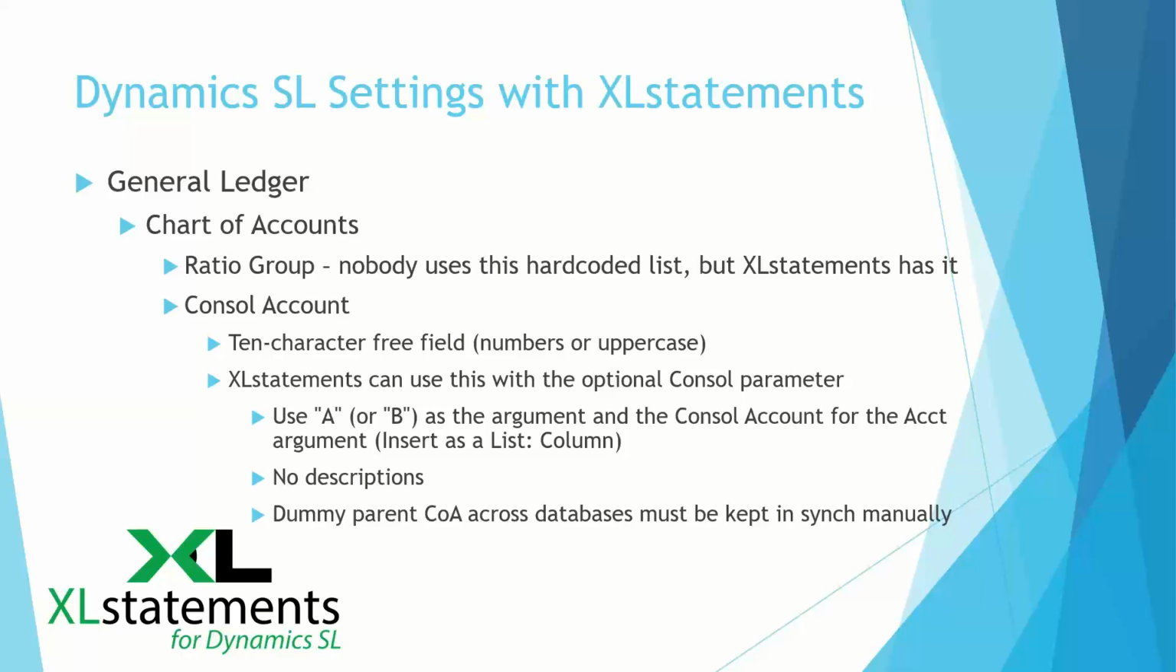And then to use the consol account, that's an A for that third optional argument, or B if you're going to use that with consol subaccount. So B means for my account argument, we're giving it the consol account, and for the subaccount, we're giving it the consol subaccount. And like I mentioned, there are no descriptions with those, so if you do use these, you're going to have to type in your own descriptions. And again, using these for consolidation, you're sort of creating a dummy parent chart of accounts.